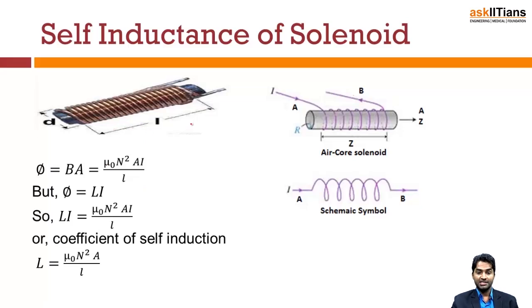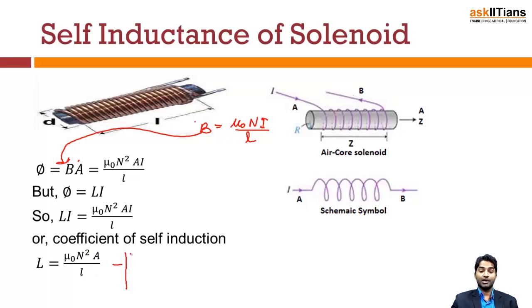solenoid. So we must understand phi is equal to magnetic field into the area, and we must understand what the magnetic field of a solenoid is. We already discussed that it is equal to mu into n into I upon the length of the solenoid. So when we put this value over here and the area is given already, we get mu naught n square A into current upon the length of the solenoid. But we know that the magnetic flux is equal to the self-induction coefficient multiplied by current. So we need to equate these quantities, and finally we get the mathematical relation L is equal to mu into n square A by l.